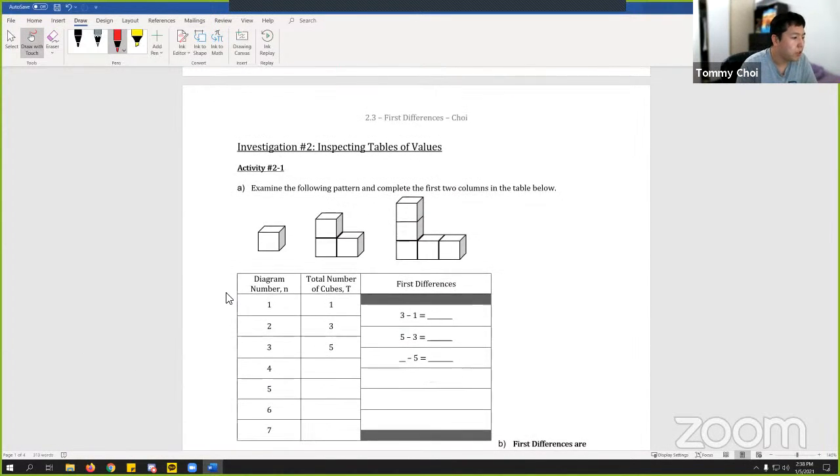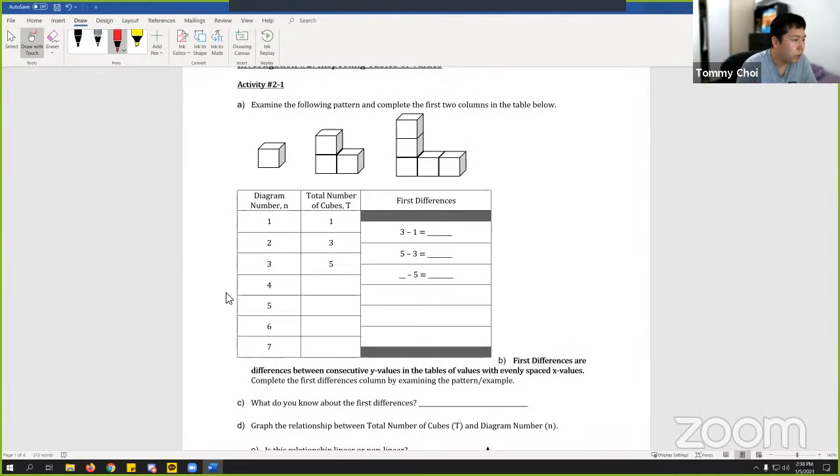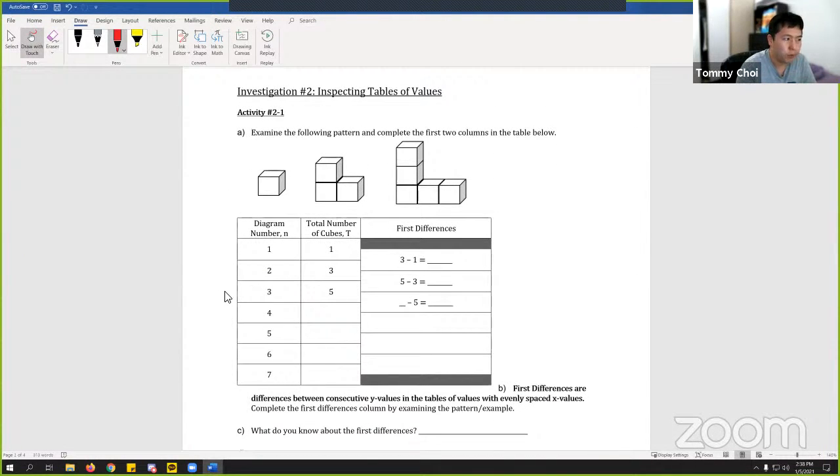Okay. So now let's take a look at what we're learning new today, which is called first differences. So this is another way you can technically check for whether it's linear or nonlinear if you're given a table of values. So if I give you a table of values and I ask you, is this linear or nonlinear? Well, you're going to have to do some calculations for you to figure out whether it's linear or nonlinear.